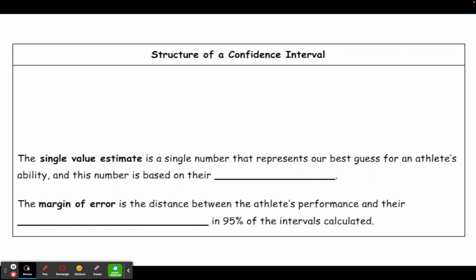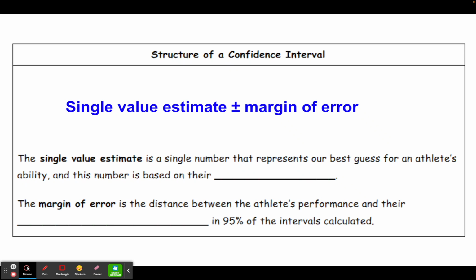Now, when you're writing a confidence interval, they're all going to have basically the same structure. And the structure is going to look like this: a single value estimate plus or minus a margin of error. The single value estimate is a single number that represents our best guess for an athlete's ability, and this number is based on their performance. So it might be a game, it might be a season, it just depends on the context of the problem.